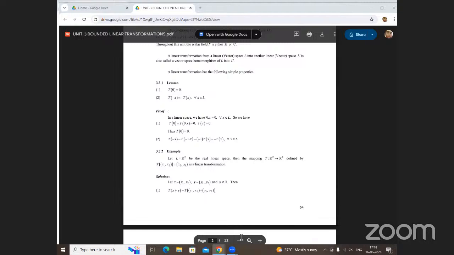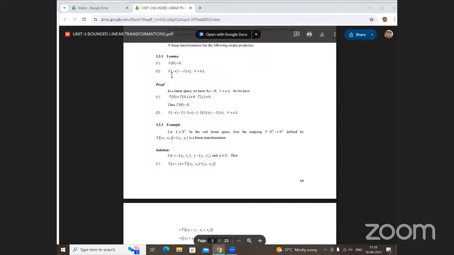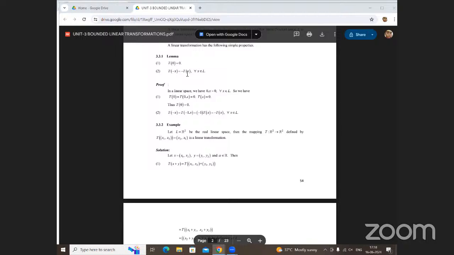Now this is the lemma 3.3.1. That is, T of 0 equals 0, and the second one, T of minus x equals minus T of x, for all x in the linear space. Now the image of 0 under the transformation is also 0. Here 0 being the linear space element, the image of 0 is 0, because T of 0 equals 0. This is the first property of linear transformation.